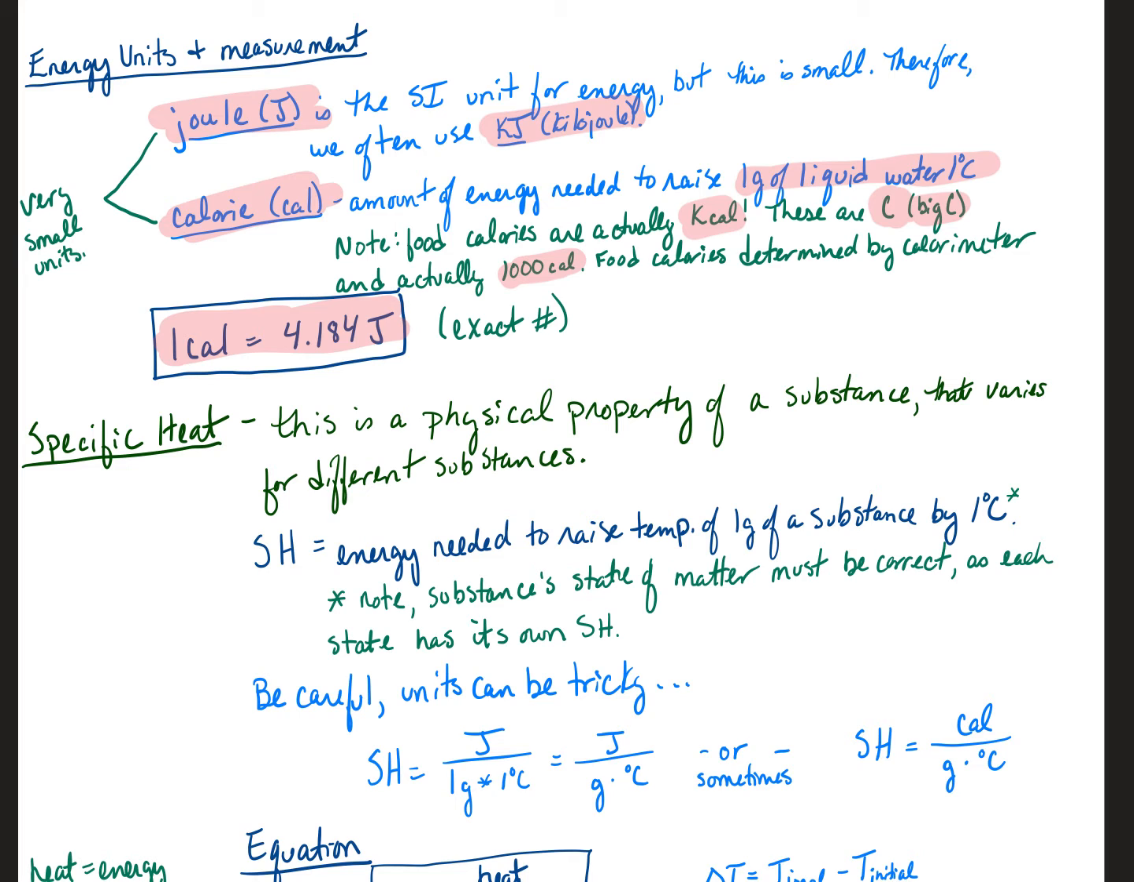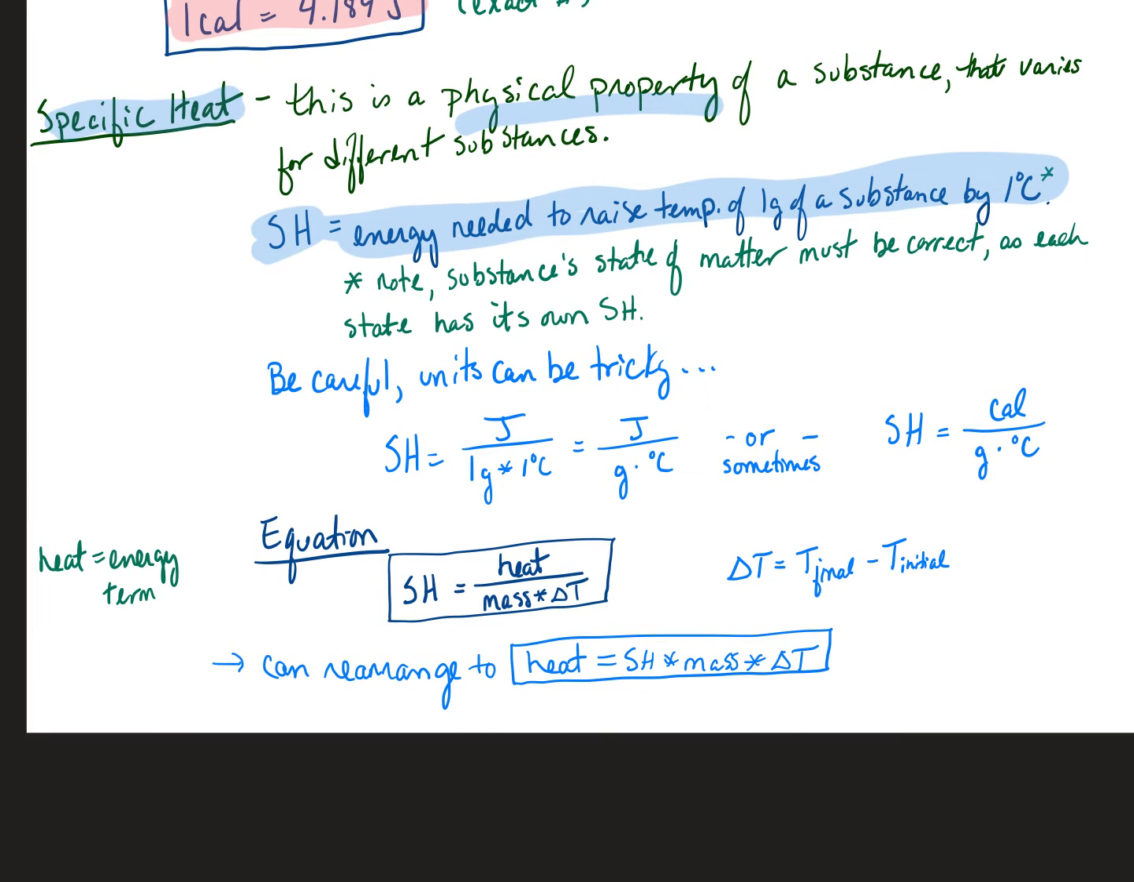Okay, similar to how we define that calorie, is another term called specific heat. And what this is, it's basically a similar type of definition for other substances. So this is the physical property of a substance. It varies for different substances, and it varies for different states of matter for different substances. So specific heat is defined as the amount of energy needed to raise the temperature of 1 gram of a substance by 1 degree Celsius. And again, the state of matter has to be correct.